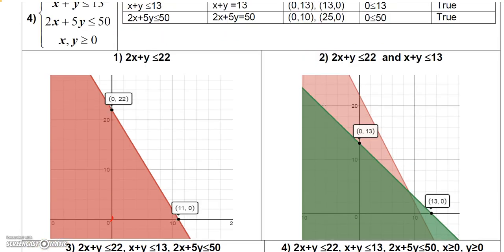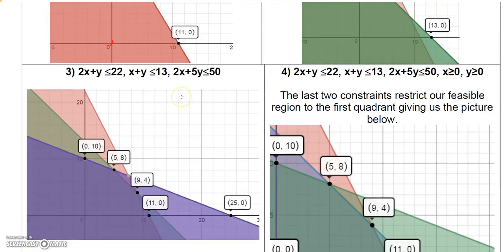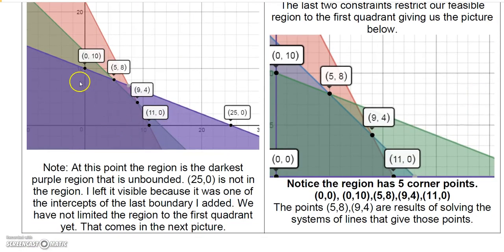That's the overlap. And then finally I've got a third one, 2x plus 5y is less than or equal to 50. The intercepts for that one would be (0, 10) and (25, 0). So (0, 10) and (25, 0) is right here. If I draw that line through there, and then test the origin (0, 0), I get a true statement for that one as well. So I shade everything below that line.